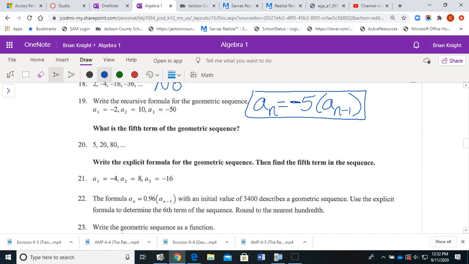15, what is the 5th term of the geometric sequence? They already gave us 3 of them, so we just need to do whatever they're doing 2 more times. So what are they multiplying by every time? 4. So times 4, 320, times 4, 1280. That's it.